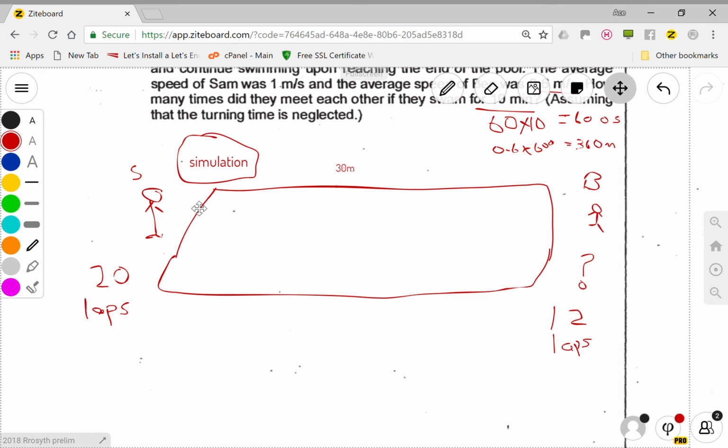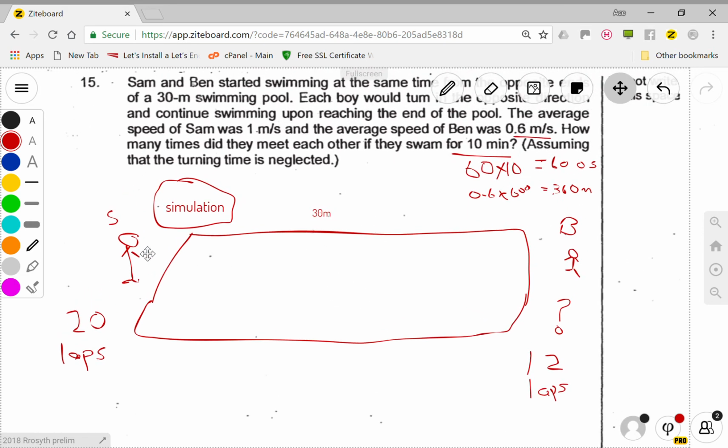How many times will they meet? One more time, we just do a simple simulation first. Sam goes in, swims here, and then goes back. Within this time, Ben only goes from here to here, just one time. How many times would they meet? No, 2 times. The answer is 2 times.